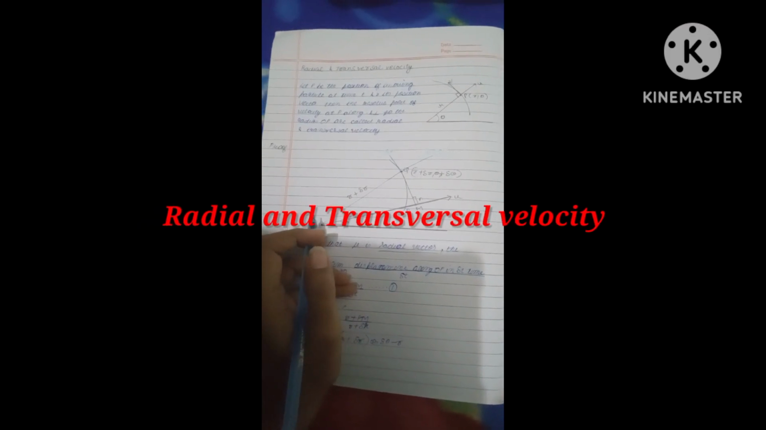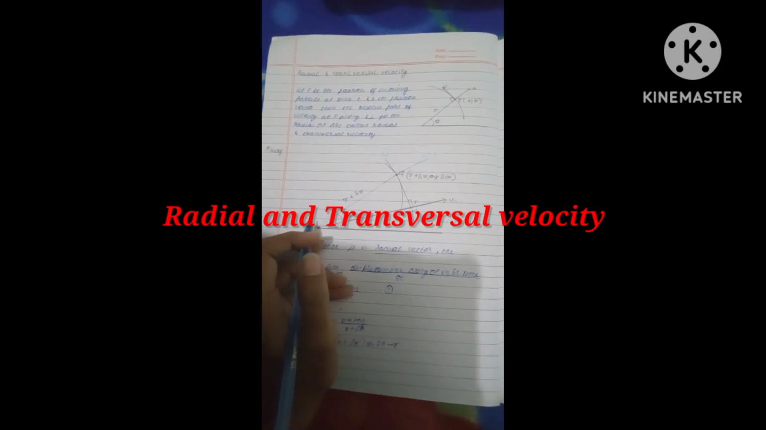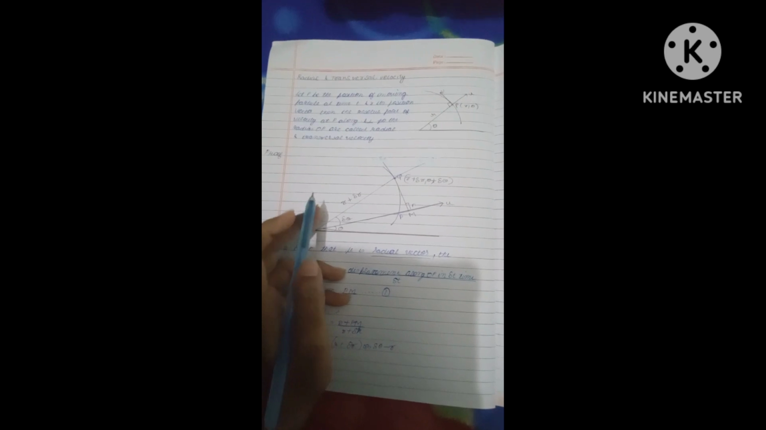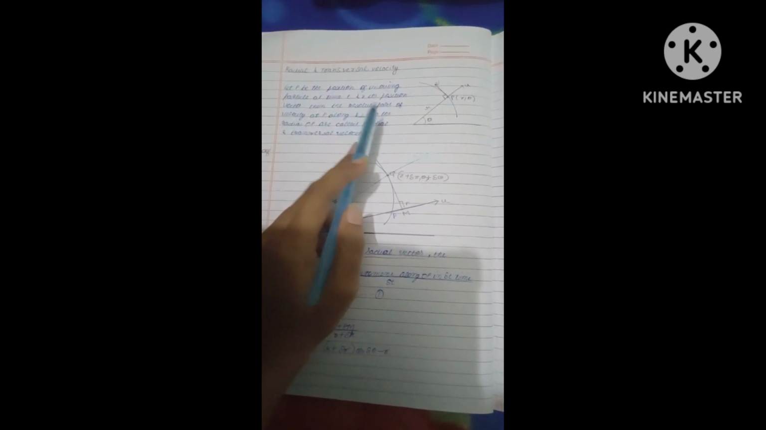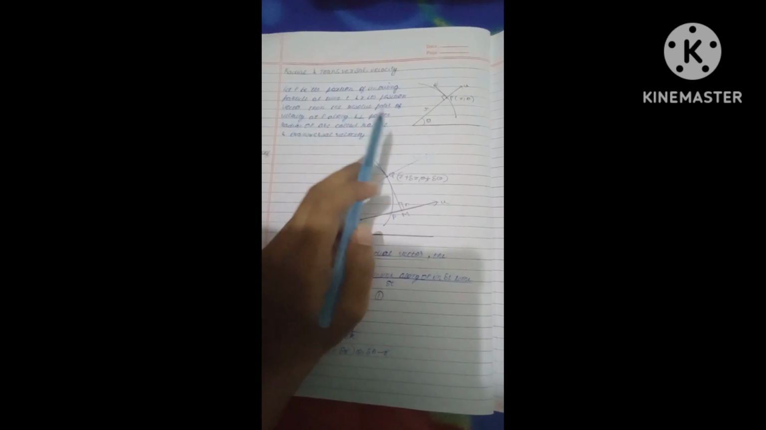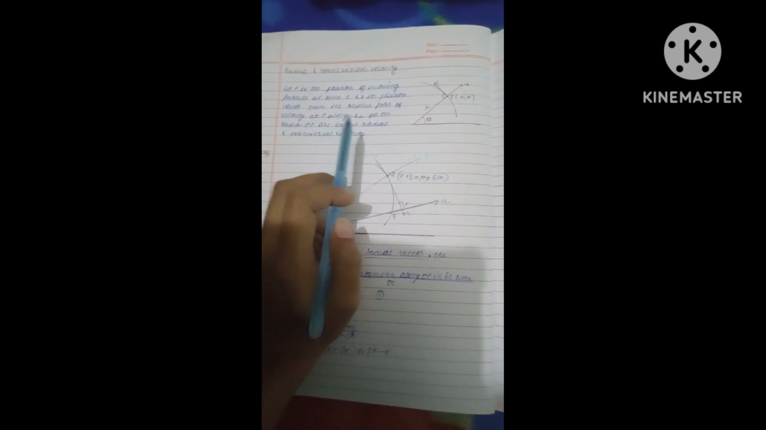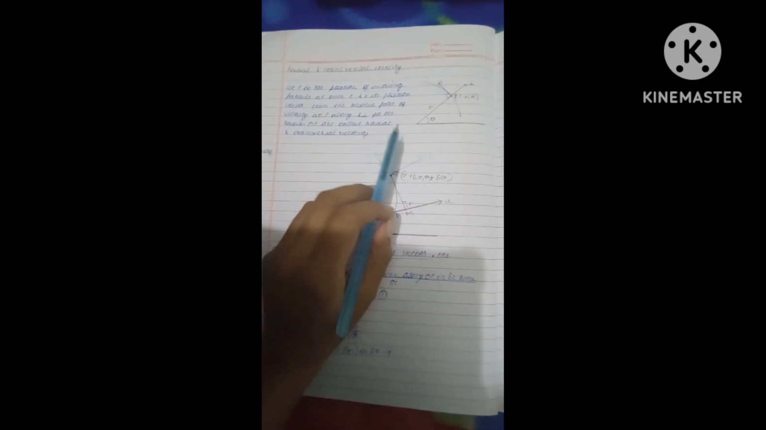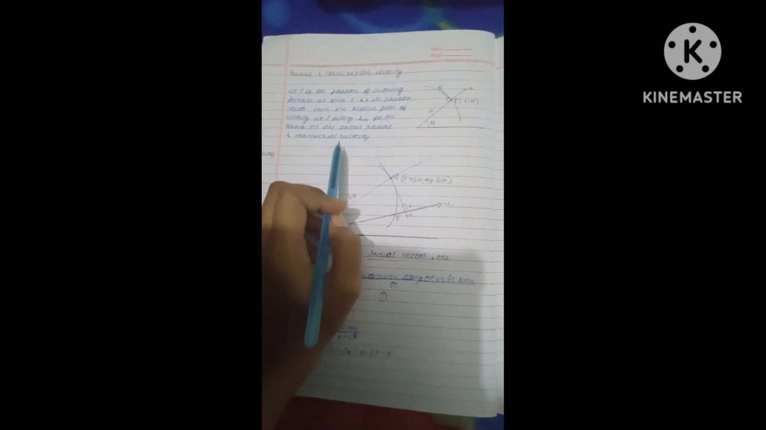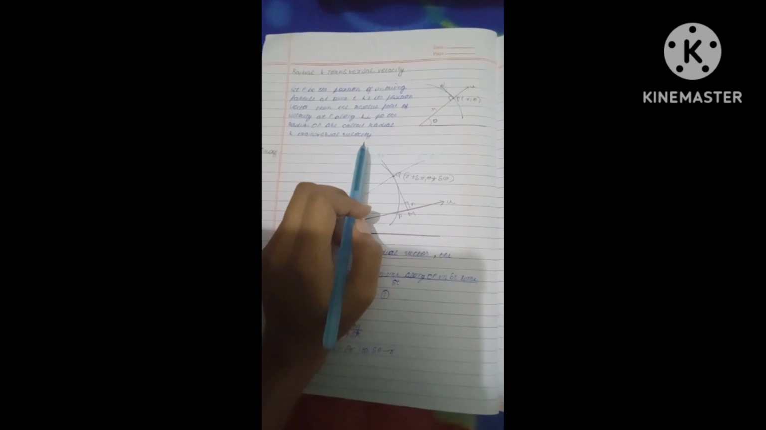Hello guys, today we will learn about radial and transversal velocity. So, let P be the position of a moving particle at time t and r its position vector. Then the resolved parts of velocity at P along and perpendicular to the radius OP are called radial and transversal velocity.